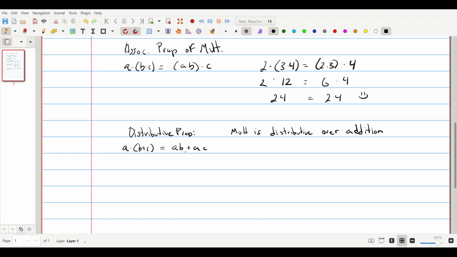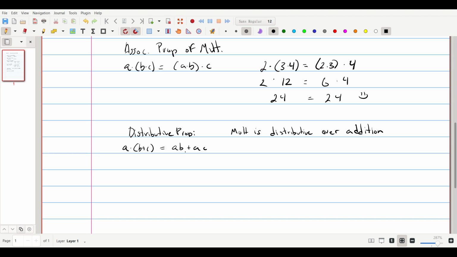It's because this rule actually doesn't work in the other direction. For instance, a plus b, times c, is not a plus b times a plus c. This is not true. Since this is the only one where it works this way, we just call it the distributive property. We don't have to worry about calling it of multiplication over addition, because the other direction doesn't work.